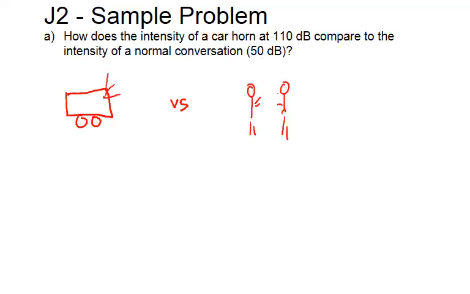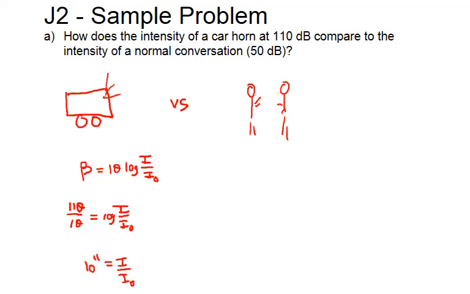All right, so we have the normal conversation versus the car horn. For the car horn, 110 decibels, divide both sides by 10. 110 divided by 10 gives 11. So 11 equals log I over I 0. We take both sides to the 10th power, so 10 to the 11th, and then we cross multiply. We'll get 0.1 watts per meter squared.